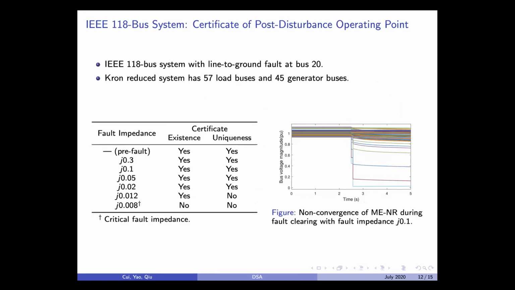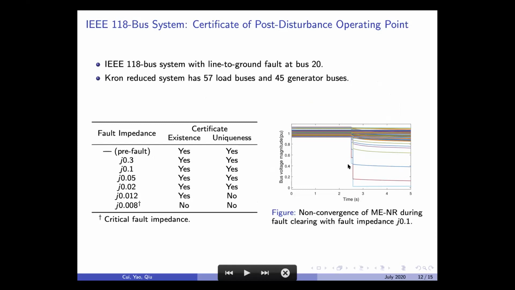So we also tested this on a larger system, the IEEE 118 bus system. And the condition is fairly consistent with the previous experiment. It shows that except for the critical fault impedance, the existence of the post-disturbance state can be certified. And for most of the cases, the uniqueness can also be certified.